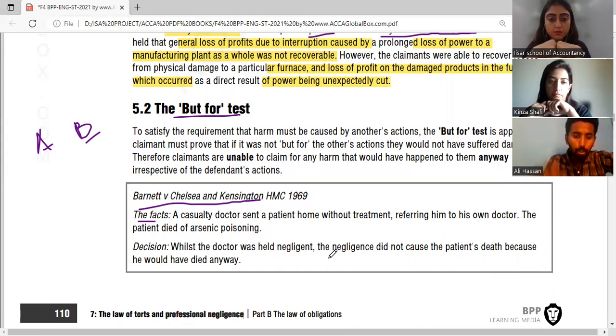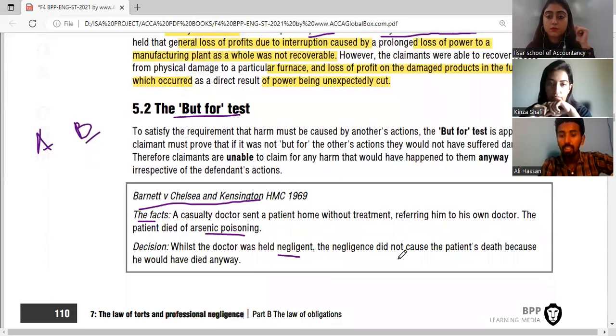A casualty doctor sent a patient home without treatment, referring him to his own doctor. The patient died of arsenic poisoning. Decision: whilst the doctor was held negligent, the negligence did not cause the patient's death because he would have died anyway. What does it say?